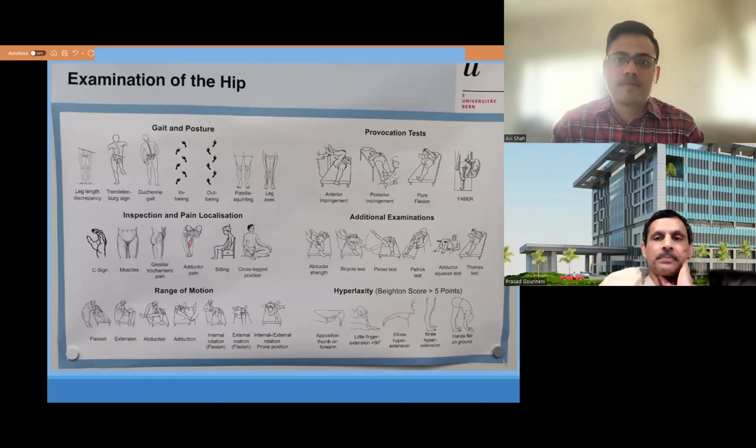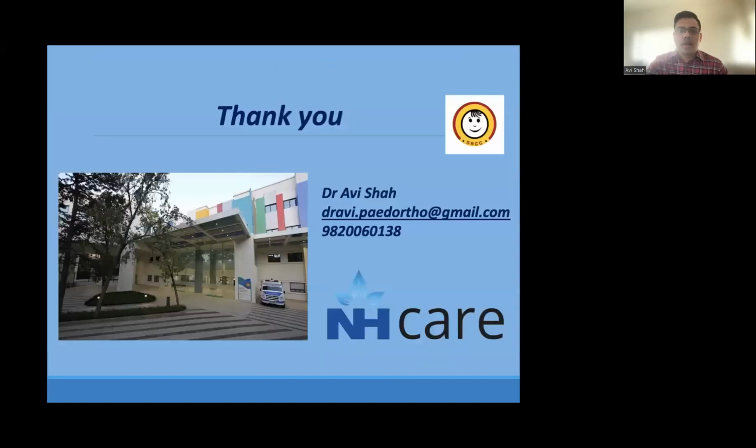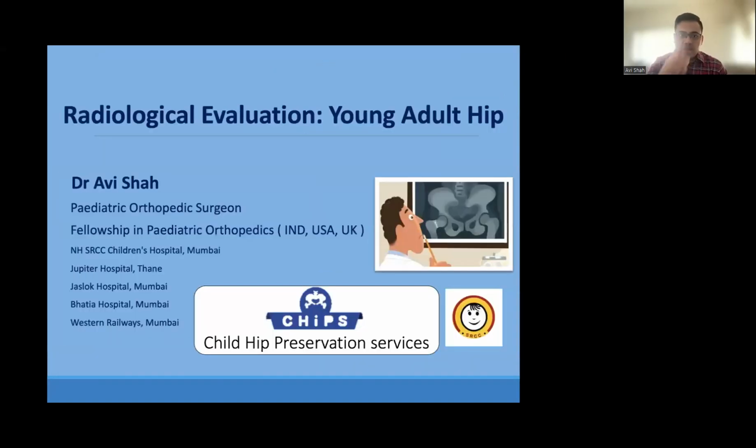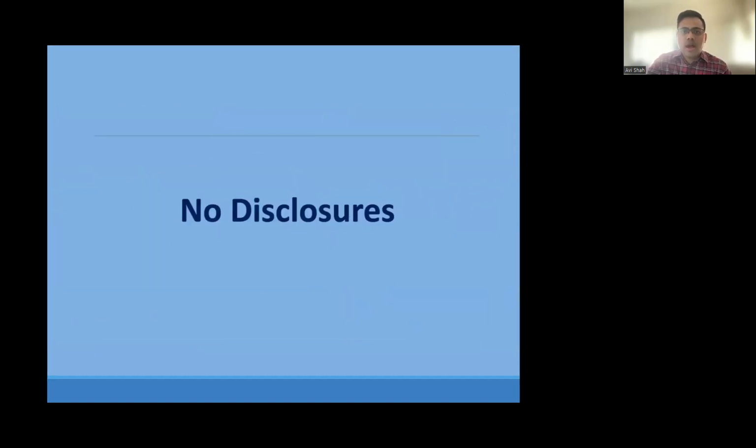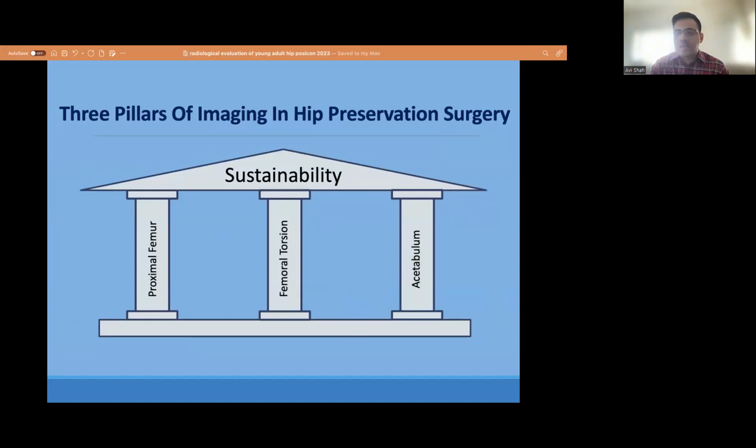All right. Yeah, Avi, we can go ahead with the X-rays. All right. Thank you. So I'll just start with the radiological evaluation in these patients. As we know, imaging is very, very important for us in hip preservation because it adds on and gives us a lot of information. And we need to understand the proximal femur, the torsion, and the changes that have happened near the acetabulum and the relationship of all of these structures.